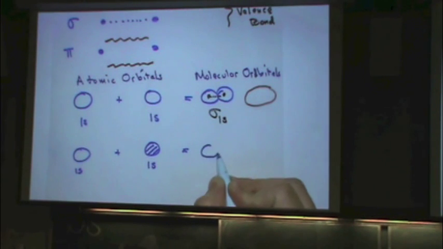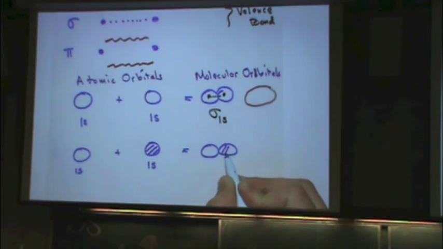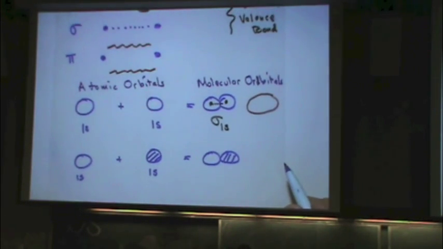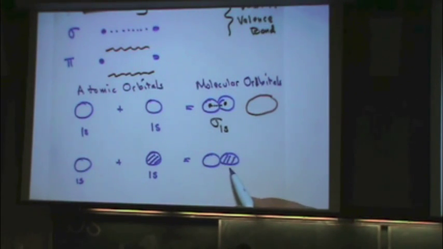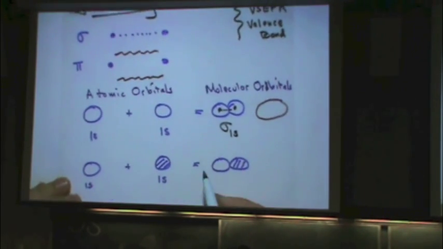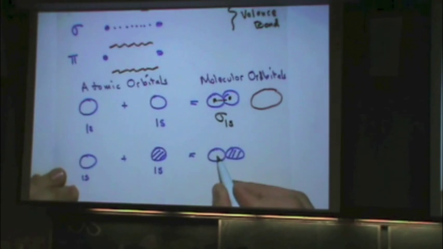So when you add these up, you're going to have a shaded by an unshaded. What kind of bond is this one? It's still a sigma bond, because the bond is occurring, even though it's between two different phases, in between the center points. So this is a sigma.